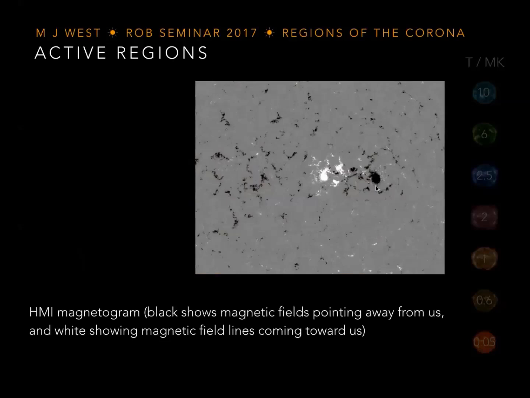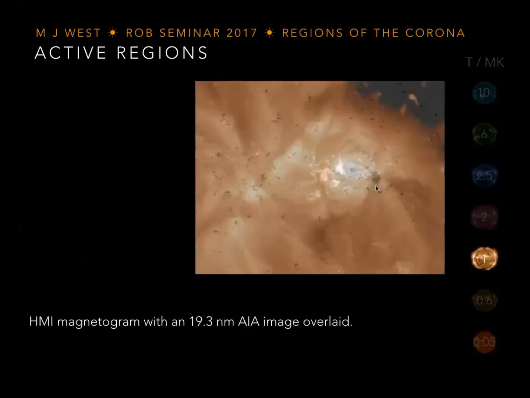If I use some opacity and put a 193, 195 angstrom image over the top, you can just about see, where's my mouse pointer? Lost it again. We've got the two directions of the magnetic field, and we can see the loop structures over the top connecting these two regions.